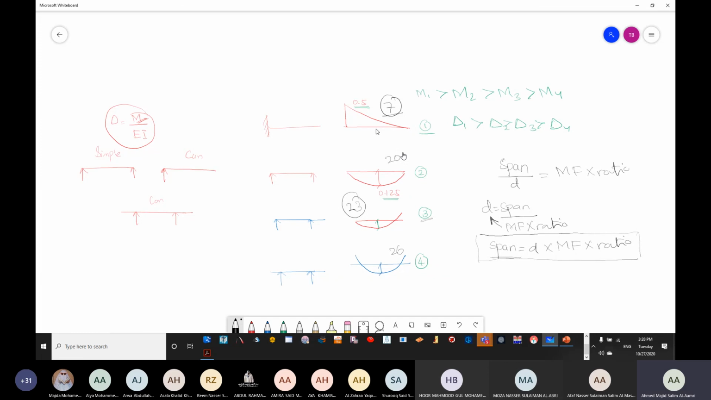Now, the hint, if you remember the hint behind your question, that question of 2 marks that you were having in your test number 1, was to use this equation, which is span is equal to d into modification factor into ratio, where M over bd square was given, so you could have got your modification factor directly. Ratio is known by the type of slab. The only thing missing was to find the d value. And if you equate two equations, you will be able to get your d value. Okay.